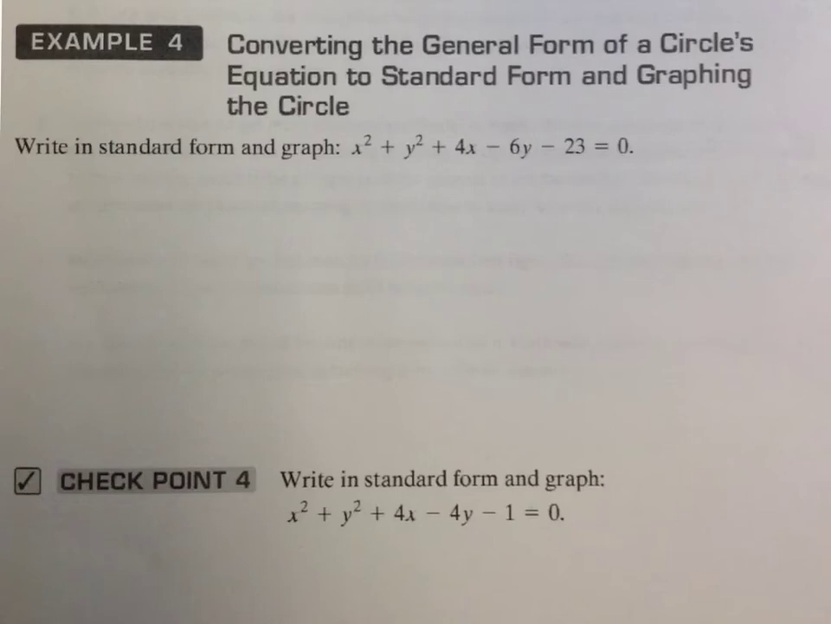So we have this equation: x squared plus y squared plus 4x minus 6y minus 23 equals 0. And the first thing you do is, we don't want it equal to 0. We want that whole number 23 added to the other side. So we're going to add 23. And what we get is x squared. And the other thing we're going to do is take the 4x and write it after the x squared.